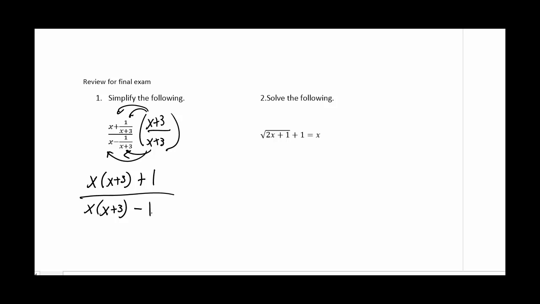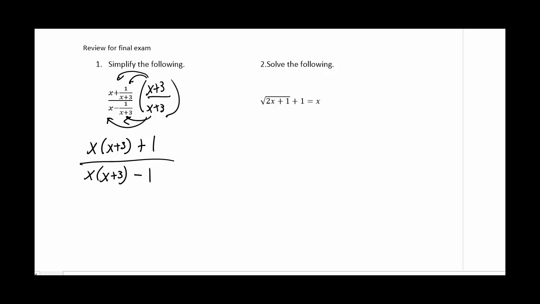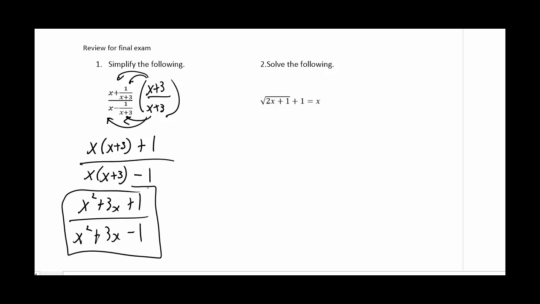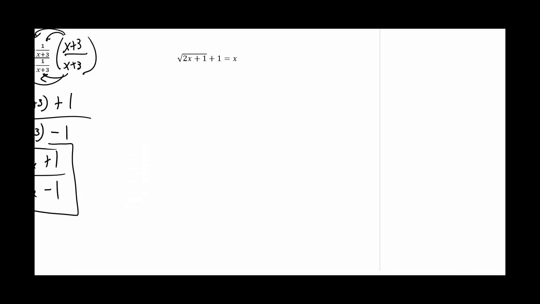And again, I cannot divide out with what I've got, so I need to distribute. So x squared plus 3x plus 1 over x squared plus 3x minus 1. That actually is not factorable, so at this point we are 100% done as far as that one goes.